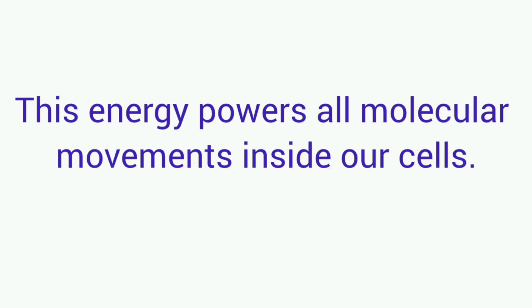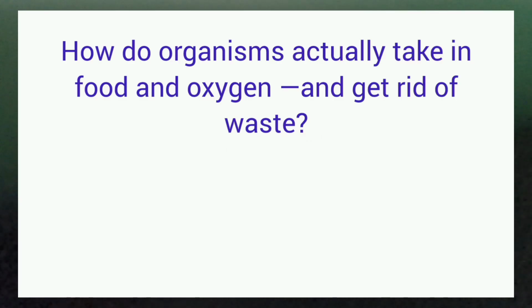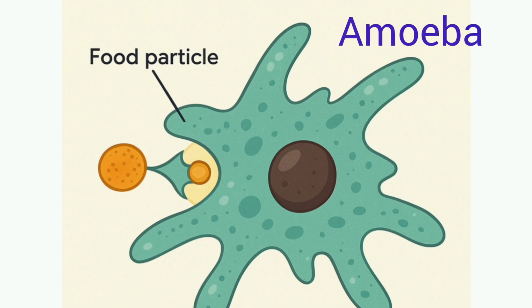And this energy is used for all those molecular movements inside our cells, the ones we can't see but which keep us alive every second. And we have now seen how respiration helps break down food molecules and release energy. But how do organisms actually take in food and oxygen and get rid of waste? Let us begin with the simplest life forms, that is single celled organisms like amoeba.